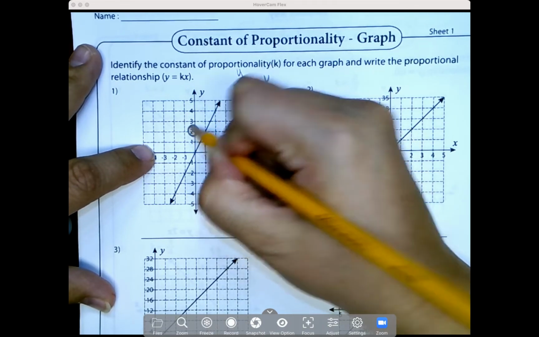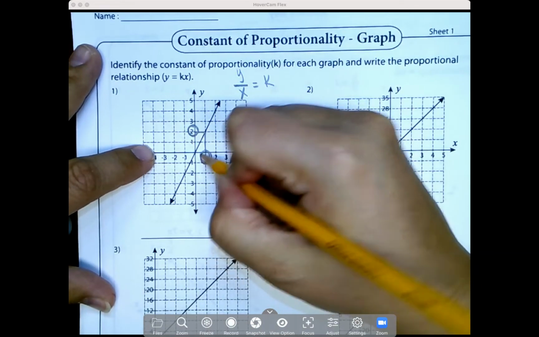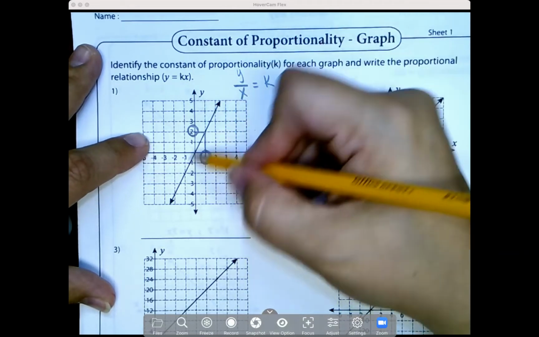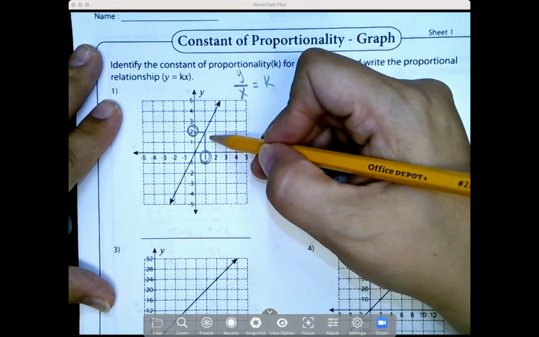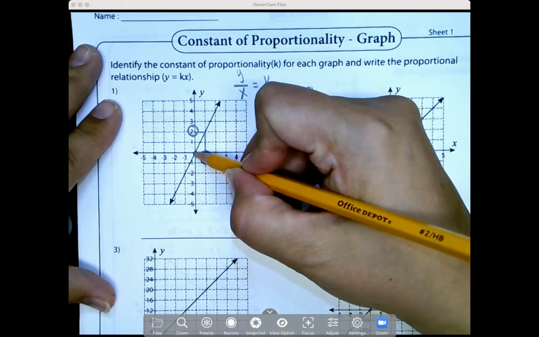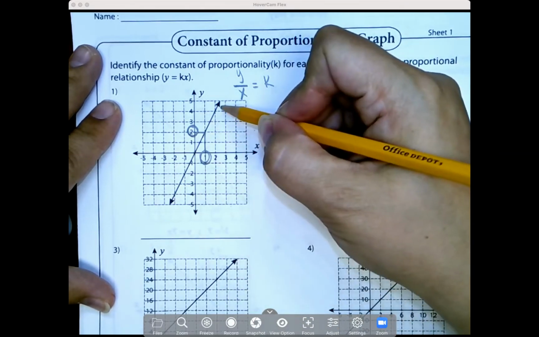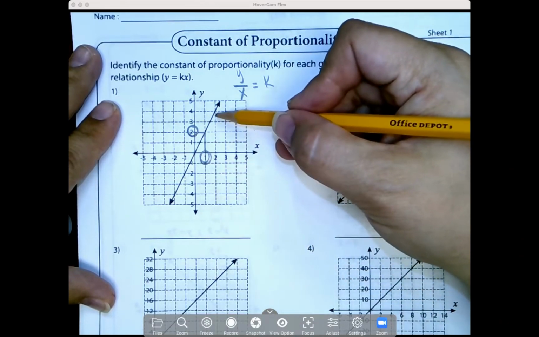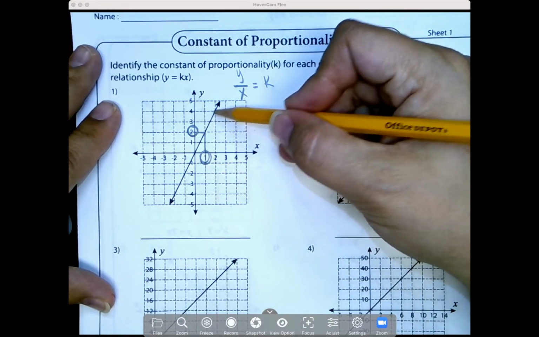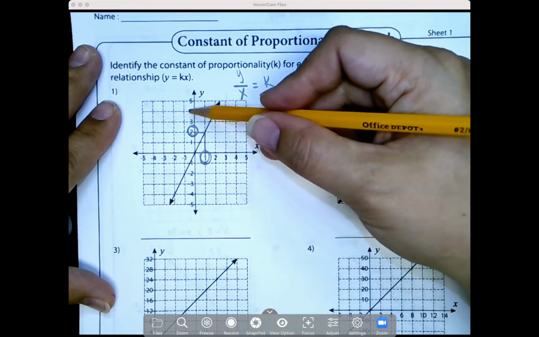My y value is 2, my x value is 1. Okay, I can already assume that the rest of these follow the same pattern because it is a straight line and it passes through 0, 0. So they don't have to check all of them. If you wanted to have one partner do one value and the other one do the other, they could. They'll just have to make sure that they reduce.